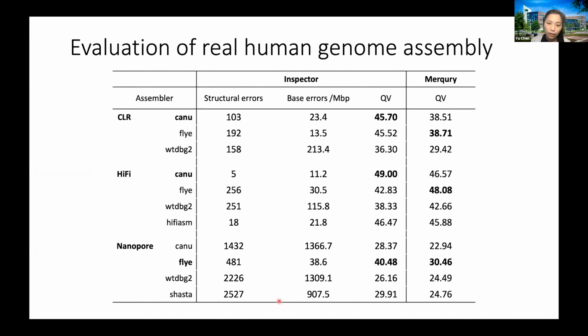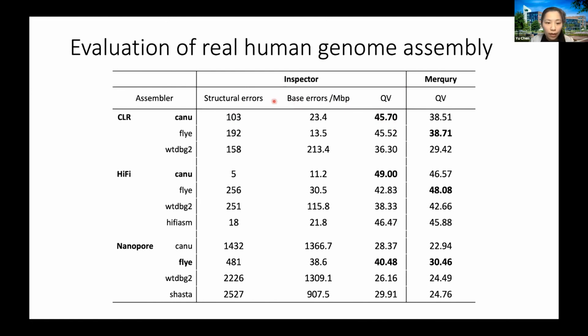And here we show the number of errors for both structural errors and also the base errors per million bases. So we also calculated the quality score here based on the number of errors we have identified. And this represents the assembly quality. A higher score indicates a better overall accuracy.